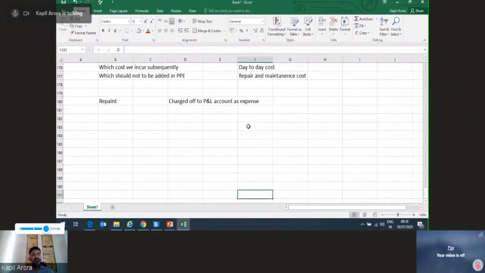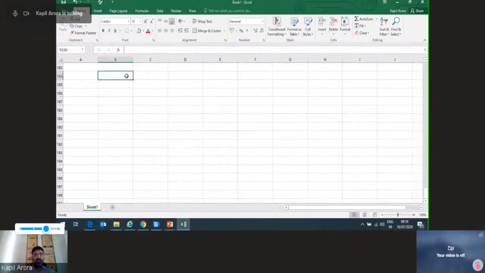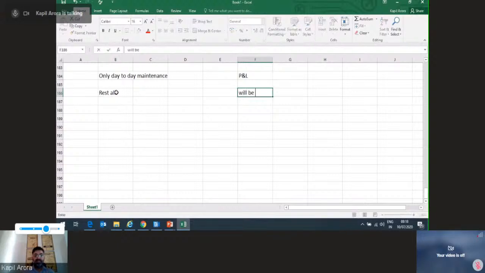So we have seen only day-to-day maintenance will be charged to profit and loss account. The rest all will be capitalized, or I would say added in asset value. Right? So this is okay with everybody.